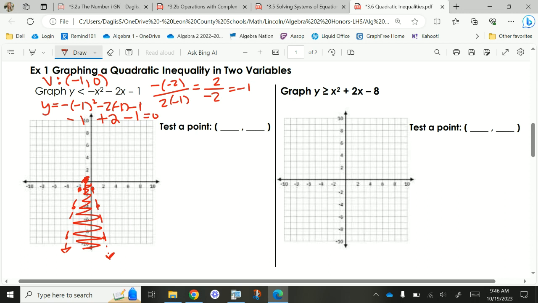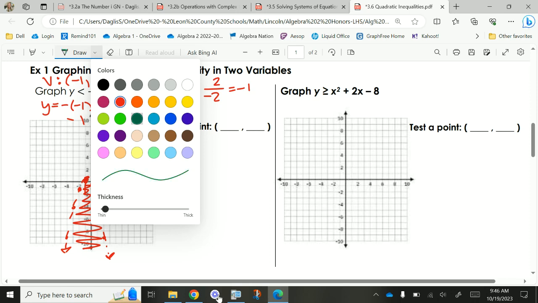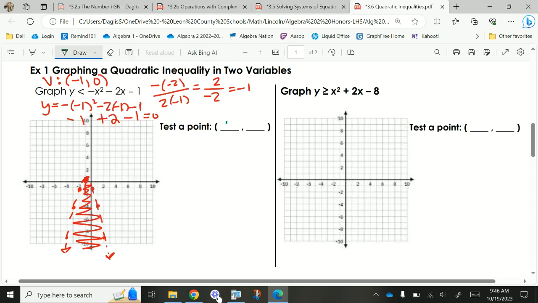Okay, you can always test a point. My favorite point to test is the origin. I feel like it's one of the easiest ones to go with. So if I test the origin in this one, 0, 0, I'm going to plug those into my original equation. So 0 less than negative 0 squared minus 2 times 0 minus 1. This gives me 0 is less than negative 1.